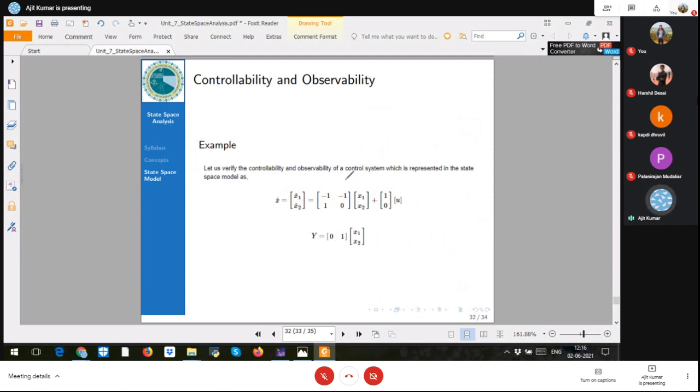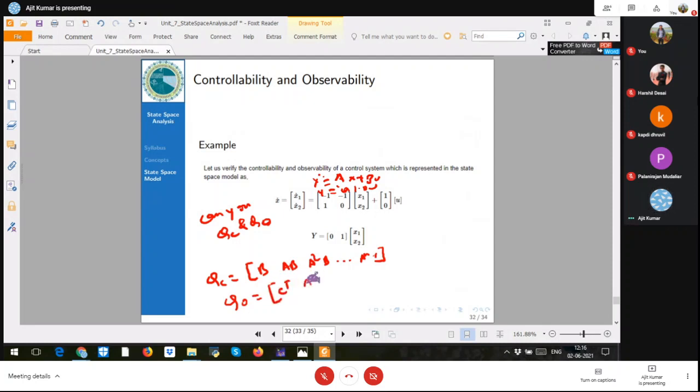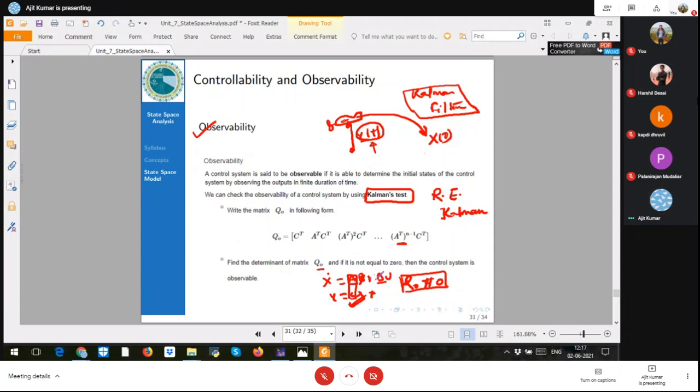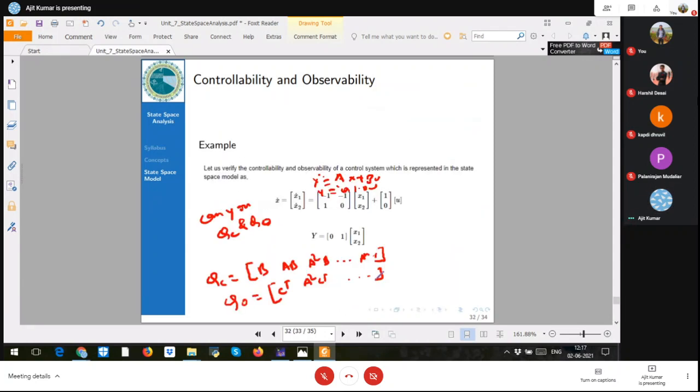The example is x dot equals Ax plus Bu, y equals Cx plus Du. Same example. Now can you find QC and Q0? What was QC? QC was B, AB, A squared B, and so on up to n-1. And Q0 is related to C transpose, A transpose C transpose, A transpose squared C transpose, et cetera. So see, B, AB, A squared B up to A to the n-1 B, and C transpose, A transpose C transpose, A transpose squared C transpose. Actually, sorry, this will be the transpose, C transpose.